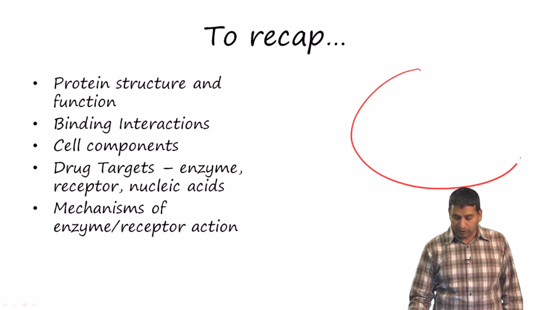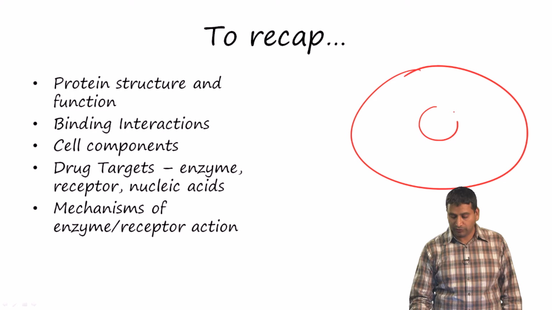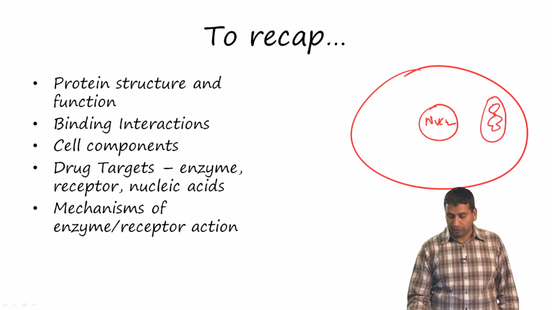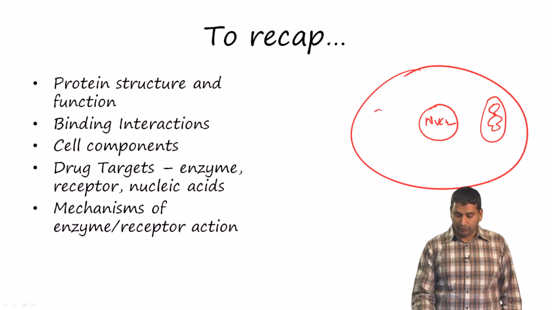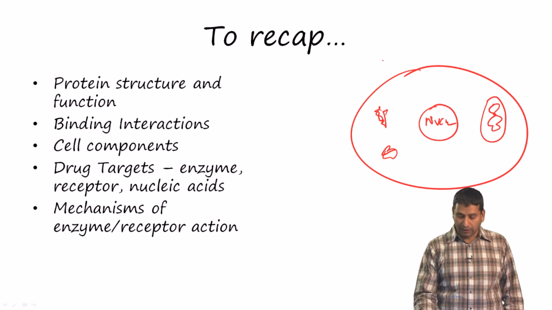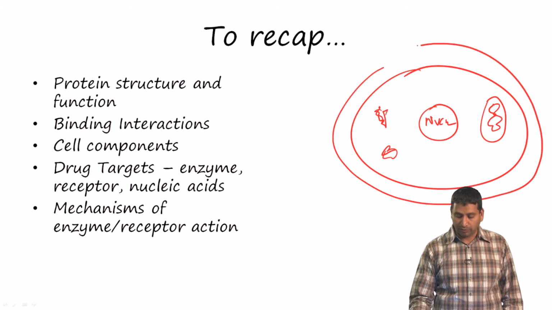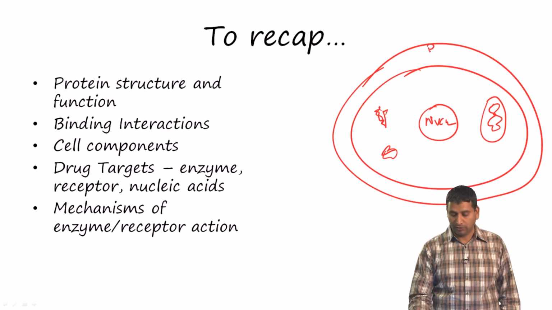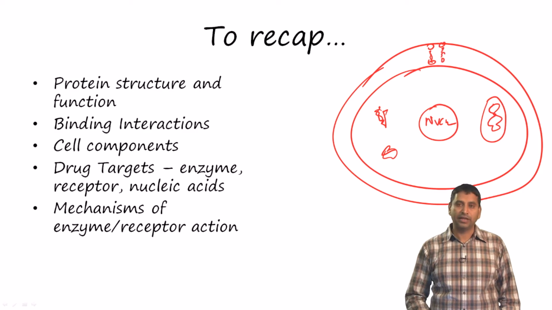So, if you look at any cell, it has a nucleus which is shown here, and then you have mitochondria, which is considered the powerhouse of the cell, and then you have endoplasmic reticulum, you have Golgi apparatus, and so on and so forth. And we also looked at that there is a membrane, which is a lipid rich membrane, which has a bilayer, lipid bilayer, and so on.